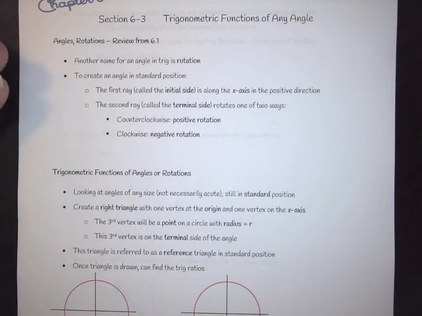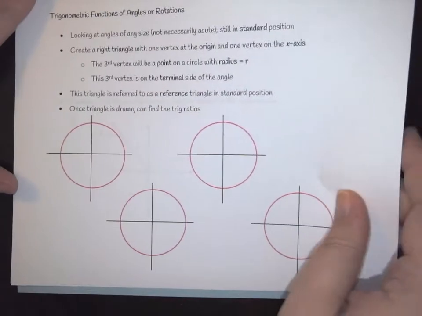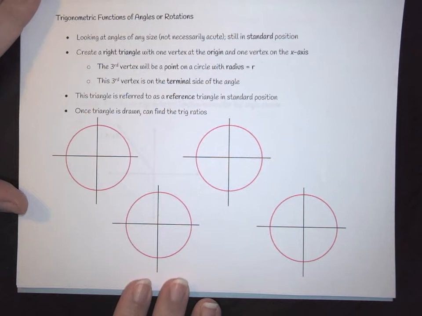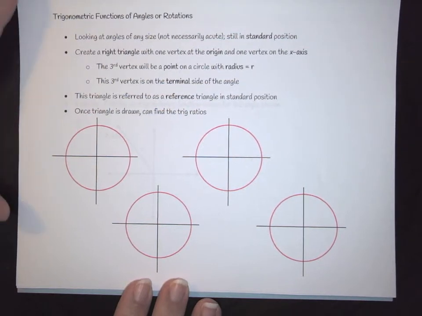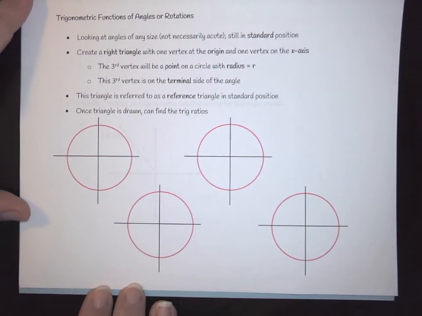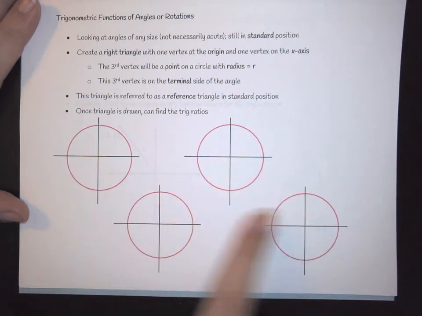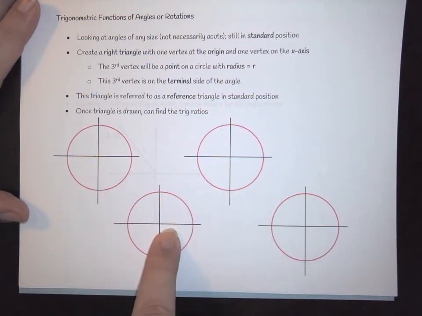Okay, so we use that idea and we slap trig functions into it. So we have trig functions of angles or rotations. So first of all, we have to be able to create your right triangle. You're going to make sure that your vertex for your triangle occurs at the origin and that the other one occurs on your x-axis. Okay, so I have four quadrants here, so we're going to put a triangle in each quadrant so that you can see how that looks.